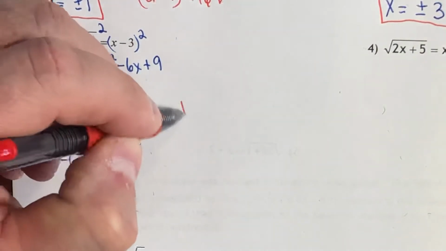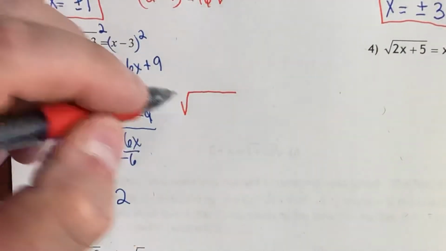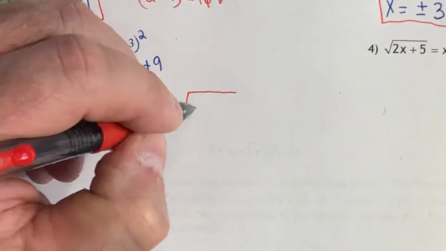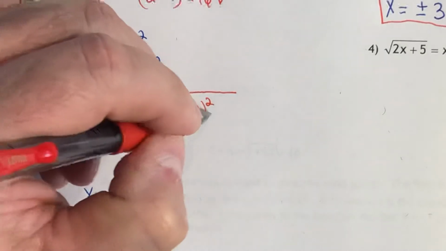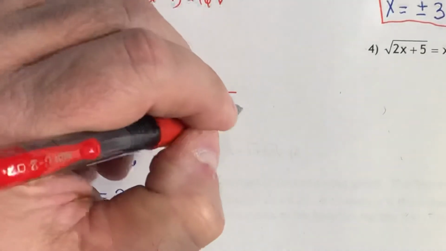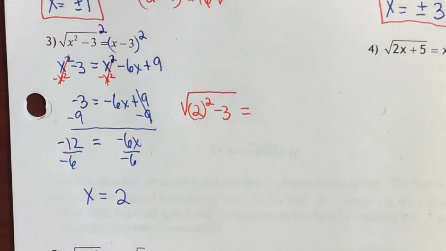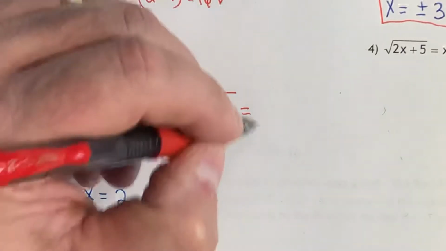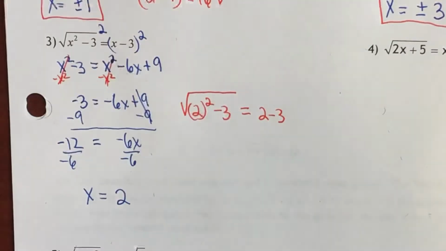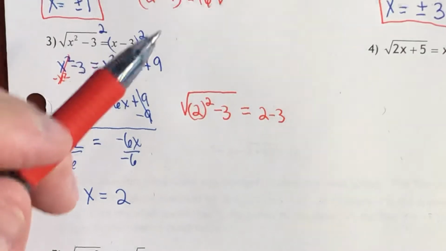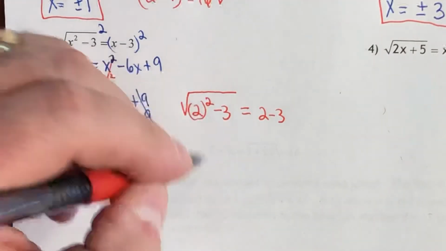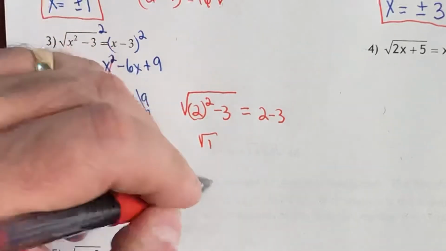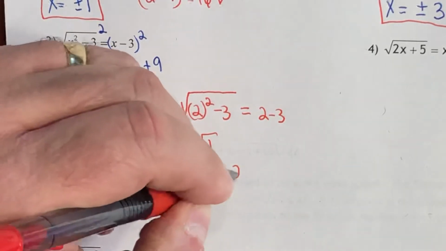The original is a big old square root. And we've got x squared, so I'm going to put in 2. That's going in place of the x squared minus 3 equals, on the right-hand side, we have x minus 3, so I'm going to put 2 minus 3. All right, so as we punch this out, 2 squared is 4, 4 minus 3 is 1, so the square root of 1, which is 1, right, equals 2 minus 3.